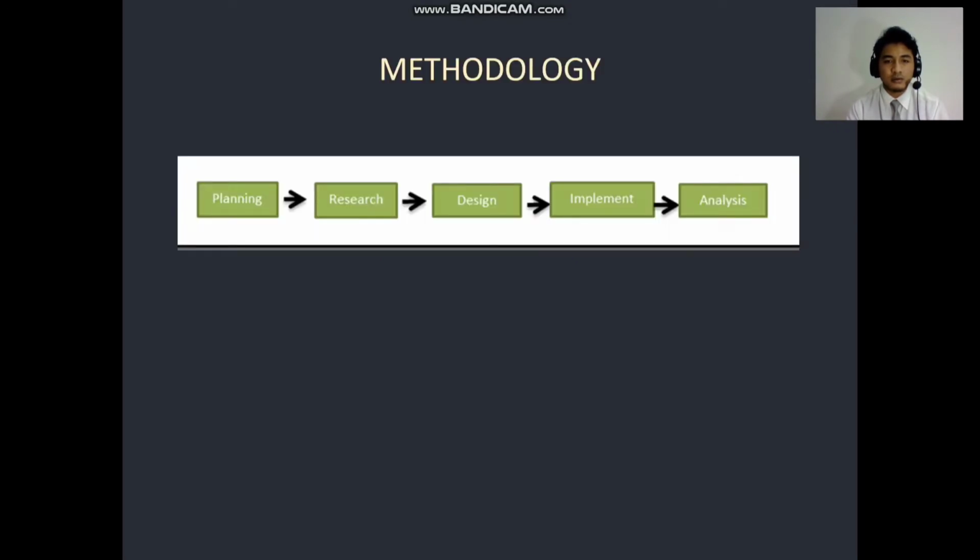This is my methodology. My methodology begins with planning, research, design, implement, and analysis. What is planning? Planning is about creating a project and also research and design, implement, and analysis.